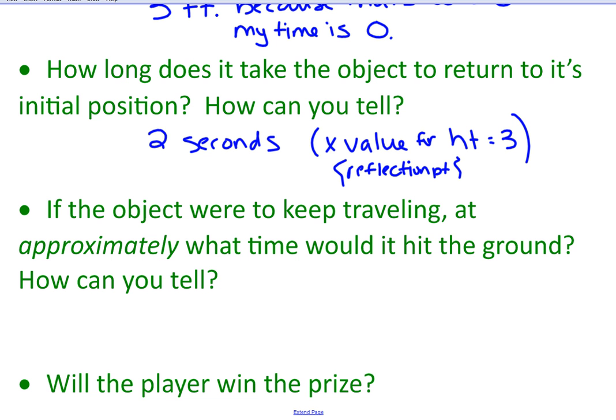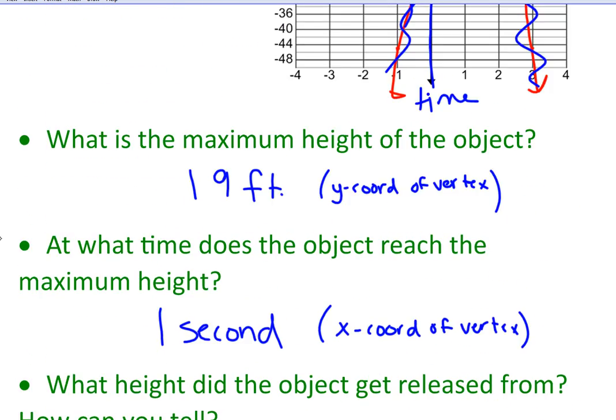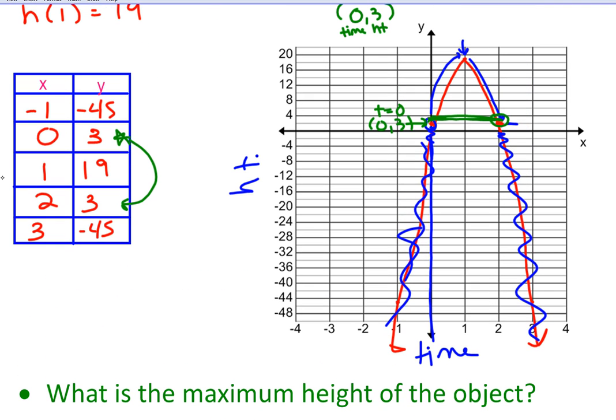It says if the object were to keep traveling, at approximately what time would it hit the ground? How can you tell? Well, if this object was free falling and not in a tube, the ground would be right here. This is a height of 0. That's the ground. So I'm looking for where my graph crosses the x-axis. If you think about that, that's my roots, that's my solutions, right, where my graph crosses the x-axis.